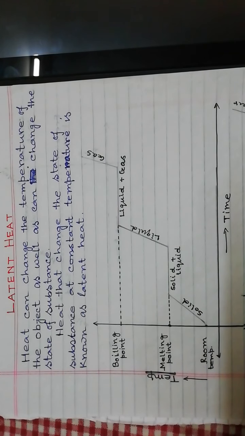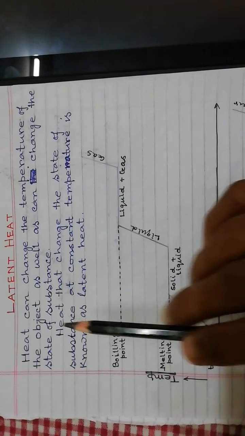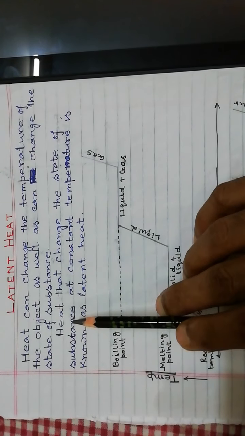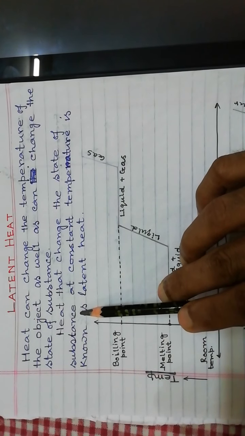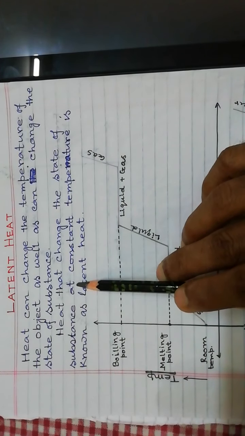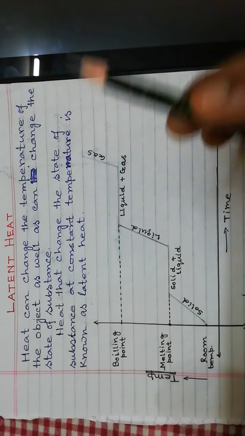This heat is known as latent heat. Latent heat means heat that changes the state of a substance at constant temperature is known as latent heat.